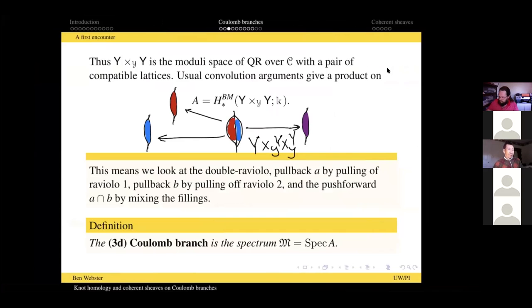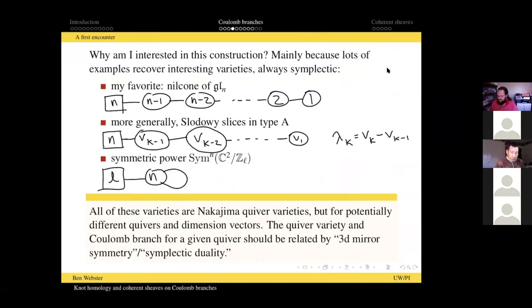Okay, great. So that's the Coulomb branch. Now, why are these interesting? Well, because you actually get a lot of interesting varieties this way. You can get the nilcone of gl_n. That's one of my favorites. That comes out of this quiver theory, or generally Slodowy slices in type A. And another one that's very interesting is the symmetric power of C^2 mod Z/l. And people like to think about the symplectic resolution of this, which is the Hilbert scheme of C^2 mod Z/l, resolved.